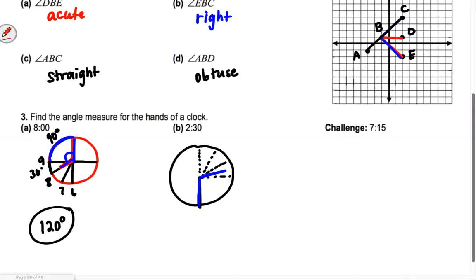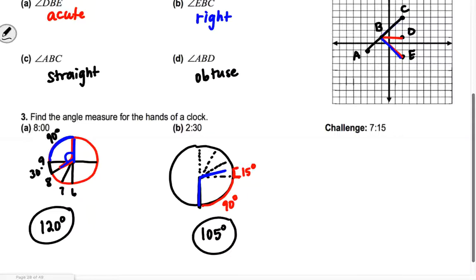Now how many degrees separate the 2:30 hour hand and the 3 o'clock? Half of the original 30, so 15, right? Good. And then we still have our 90 degrees here, so this ends up being 105. Perfect. Okay, how about 7:15?